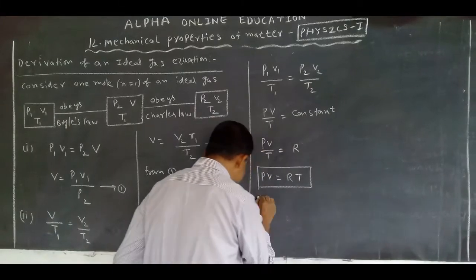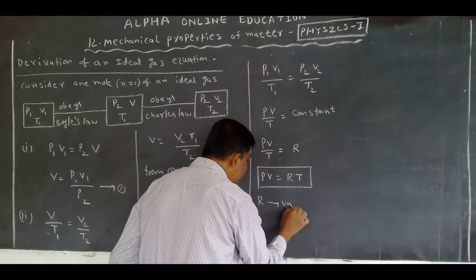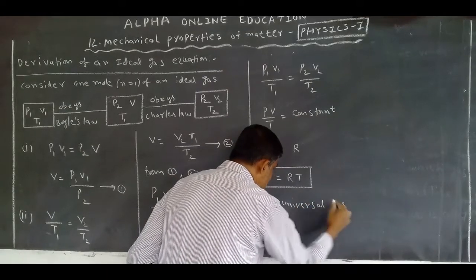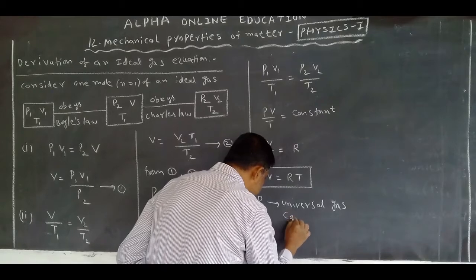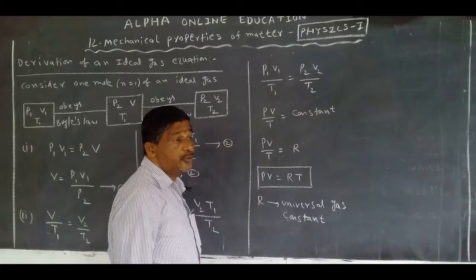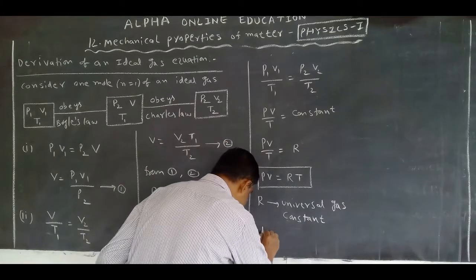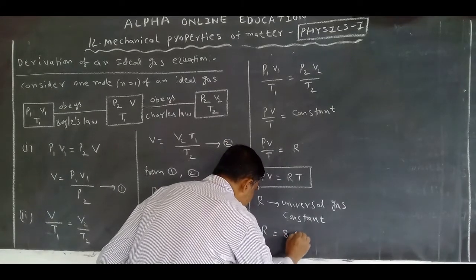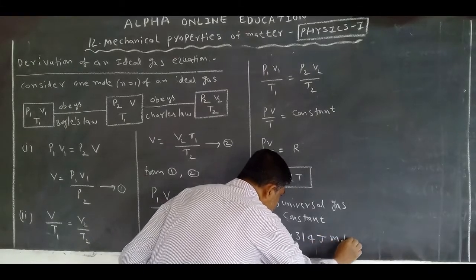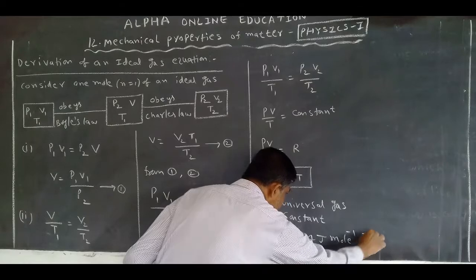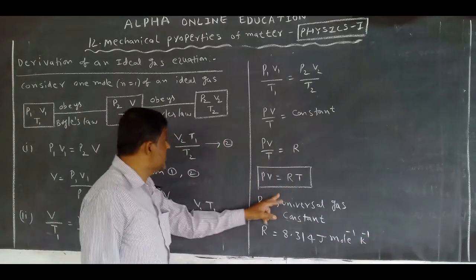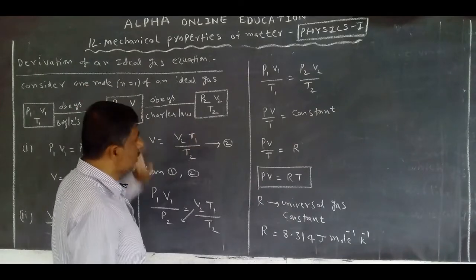Here R is called the universal gas constant. What is capital R? Universal gas constant. Its value is fixed, 8.314 joule per mole per kelvin in units. This is the ideal gas equation for 1 mole of gas.